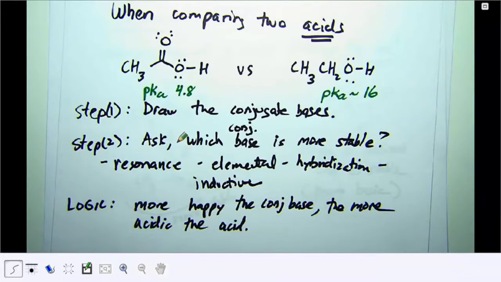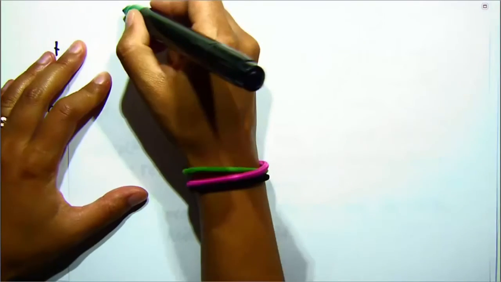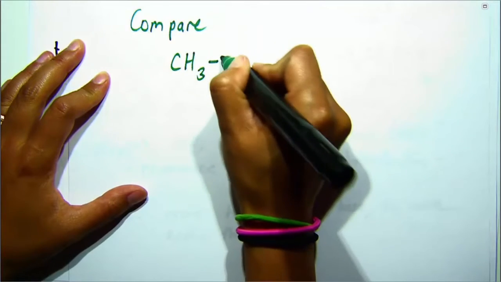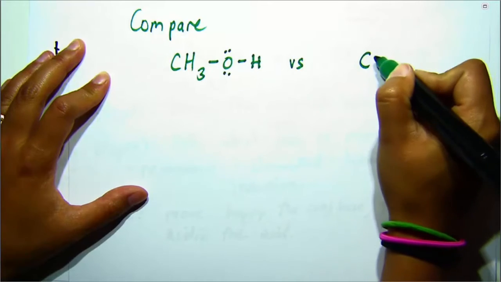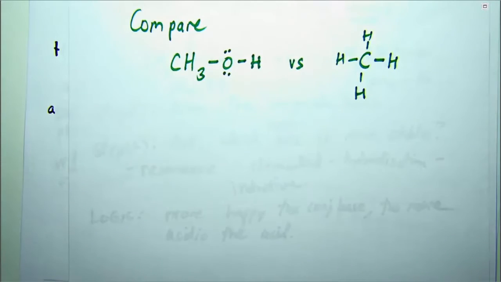Okay, so let's take another example now. And we're going to compare two acids, and this will become more clear when we look at what's called the elemental effect. So we're going to compare a molecule called methanol versus methane. Okay, so which one do you guys think is more acidic, methanol or methane? And this is without knowing the pKa values, right?